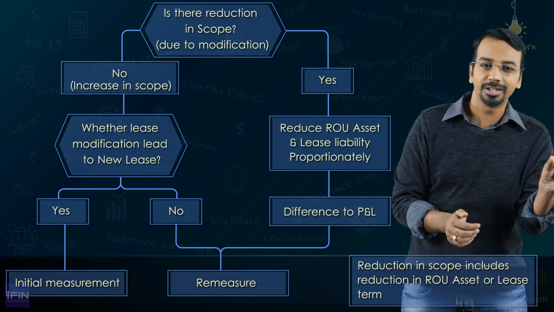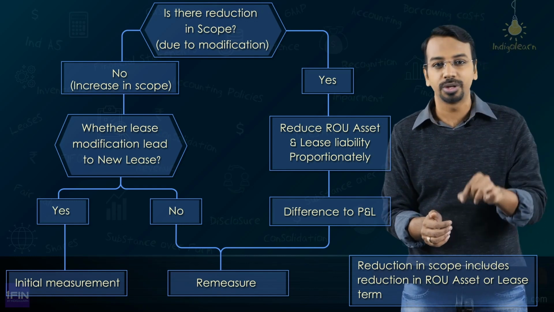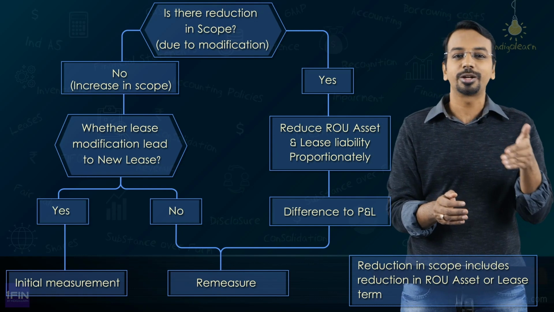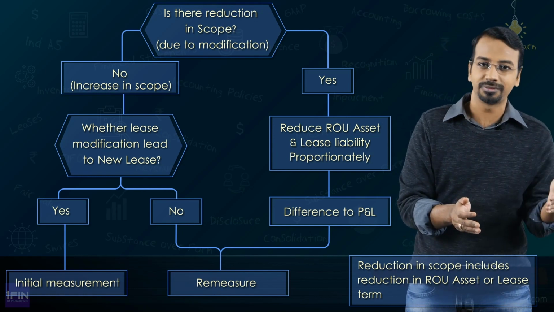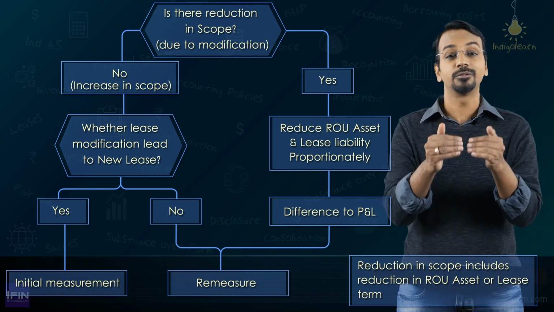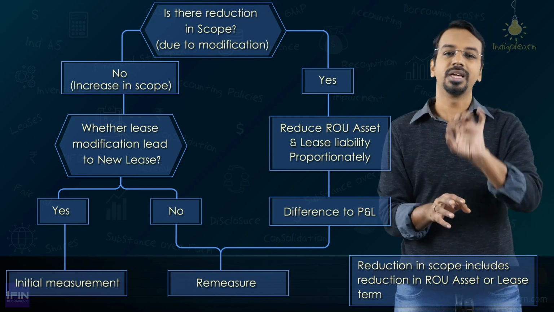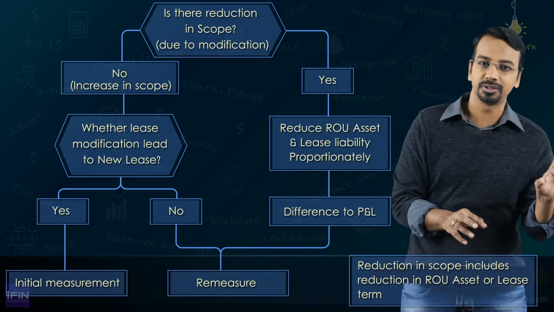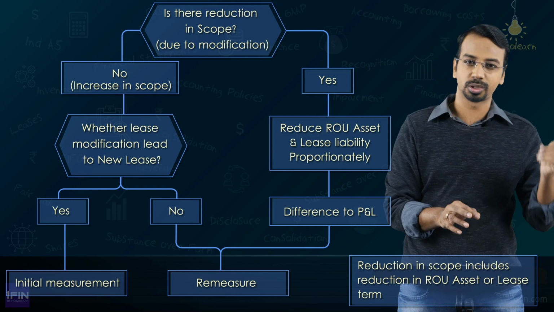Even when there is a reduction in scope, even in that case, you may need to do remeasurement because the discount rate might change or the future lease payments would have changed, right? So, based on that, you may have to do the remeasurement. Okay. So, if there is a reduction in scope, you will reduce the right of use asset and lease liability. Difference goes to P&L.